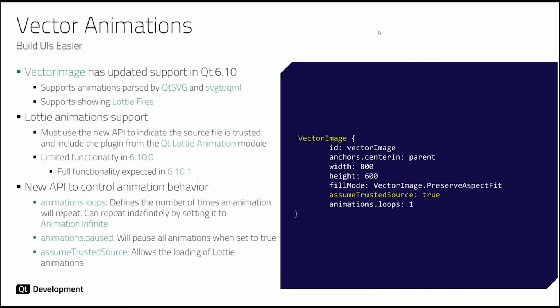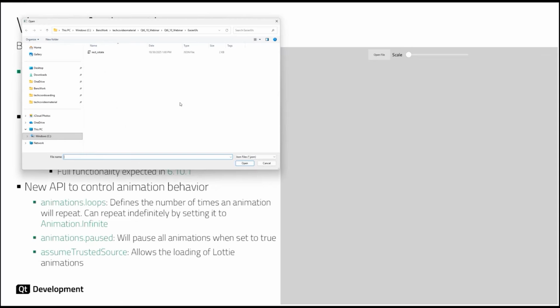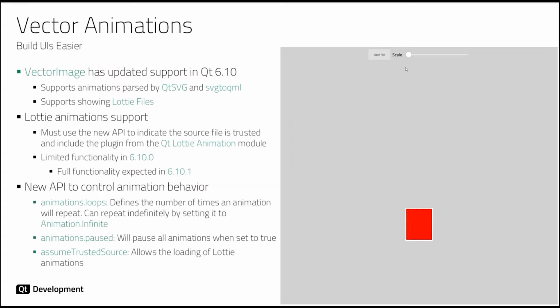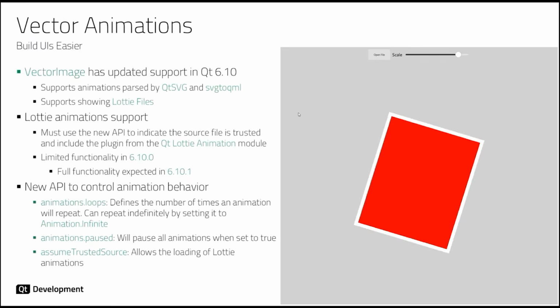And then that assume trusted source, which I was just talking about, allows the loading of these Lottie animations. So if we flip this code to the other side, we can see we have a vector image here, and we have the ability to open a Lottie file and display it. So this will be the Lottie file that is File Explorer here. We can open that, and we can see an animated rectangle with some basic functionality for displaying a Lottie animation.